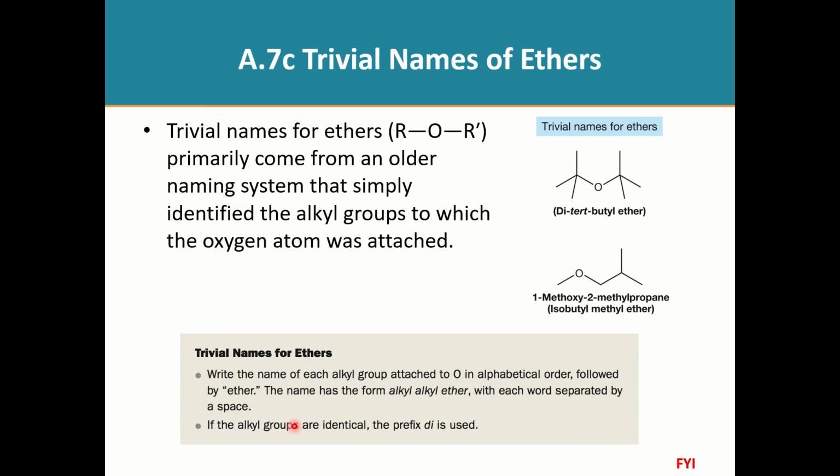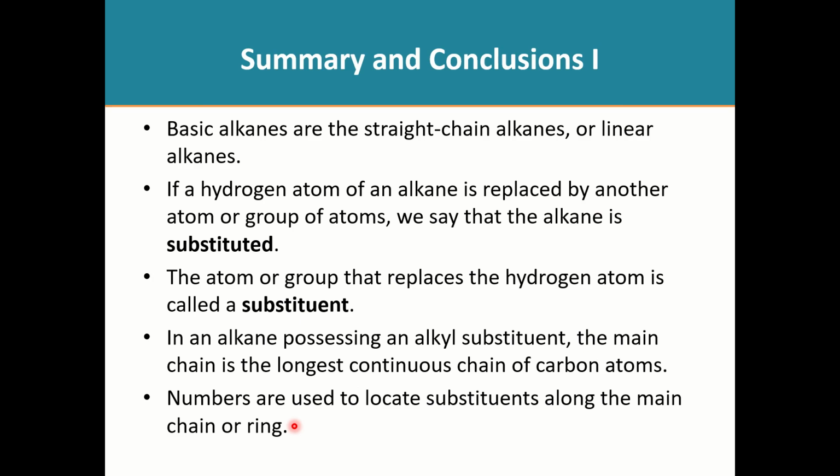And here are some trivial names for some other ethers. I don't need you to memorize these. These are just here for your information. You'll learn these as you progress through the course. Don't focus too much of your time on them. Okay, that is the end of chapter A. And every week we will continue to look at new chapters, or the nomenclature chapters. So this nomenclature chapter is just scratching the surface. There are so many other functional groups that we need to learn how to name.